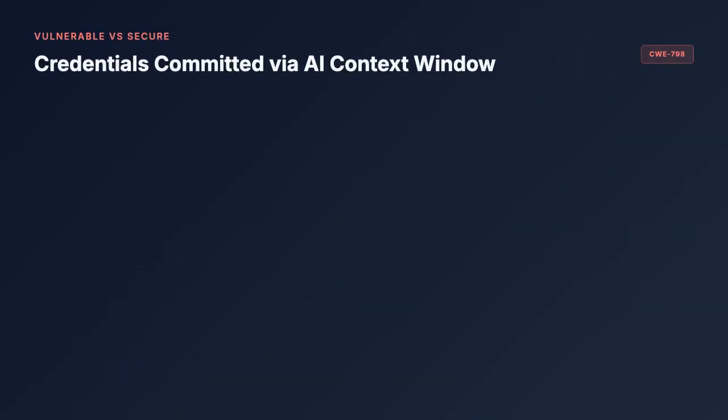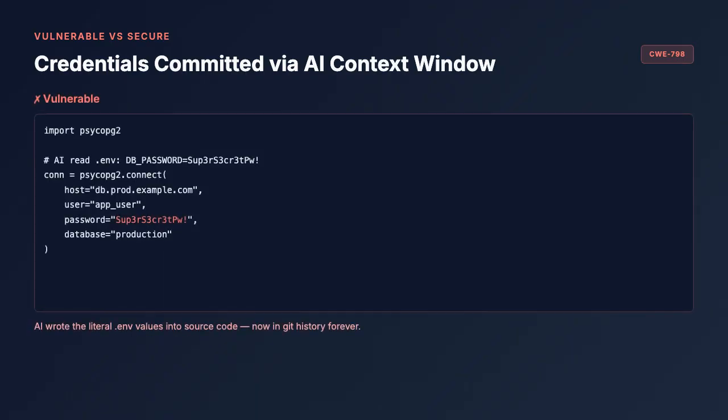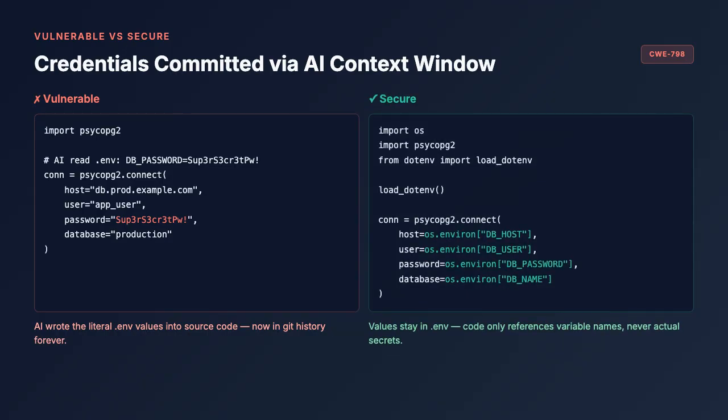Let's look at the vulnerable versus secure pattern side by side. In the vulnerable version, the AI had the .env file loaded in context. It wrote the literal password value directly into the source code, hard-coding the actual secret as a string, which then ends up in Git history forever. In the secure version, the code uses os.environ to reference environment variable names like DB_HOST, DB_USER, and DB_PASSWORD. The actual values stay in the .env file locally and in your deployment secrets manager. They never appear in source files. This is the correct pattern. Code references variable names, and values are injected at runtime.